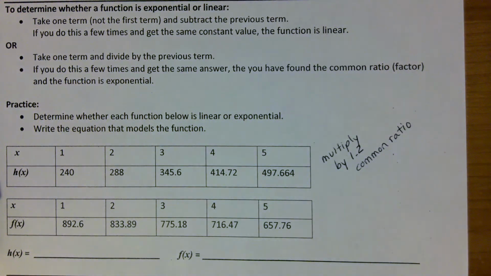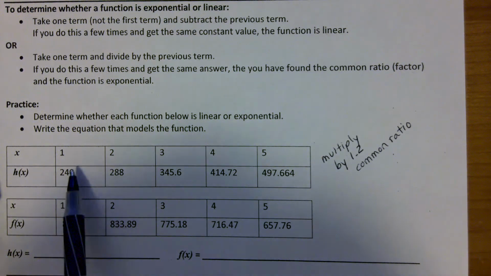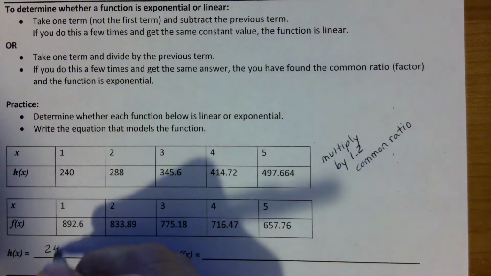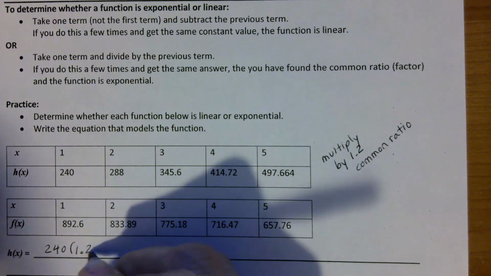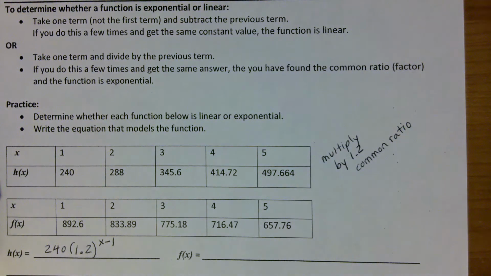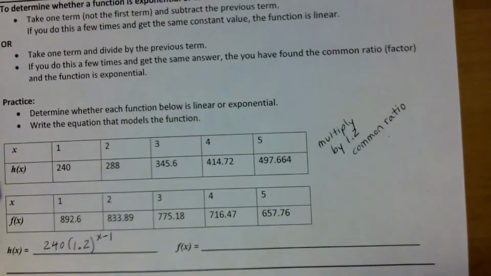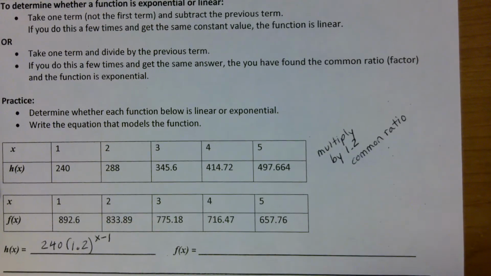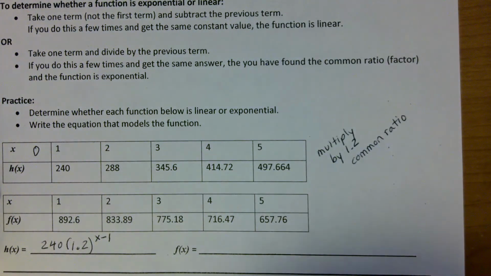Okay, so let's think about how with just the information here, I could write an exponential function. So I start off with h of x equals, well, if this is my first term, 240. I'm going to multiply by my common ratio, 1.2. And since this is a first term, this would be to the x minus 1 power. Well, maybe I want just a straightforward exponential function. But if that's the case, I need to find my starting term, my initial term, my 0th term.